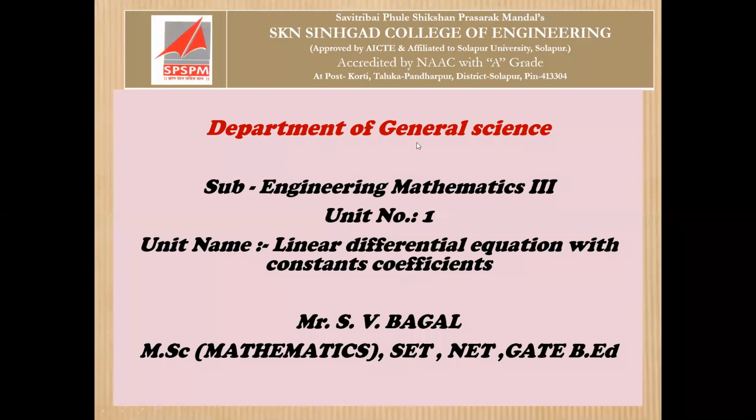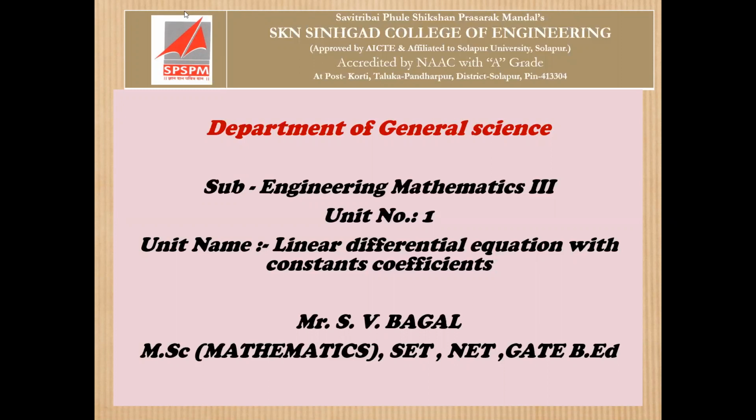In case two, when roots are real and repeated, we assume one root is repeated, say m1 and m2 are the same, meaning m1 is repeated two times, and the remaining roots are m3, m4, m5 up to mn. That time the complementary function is given by (c1 plus c2x) into e raised to m1x plus c3 e raised to m3x, and so on, plus cn e raised to mnx. In this way, we can write the complementary function related to real and repeated roots.